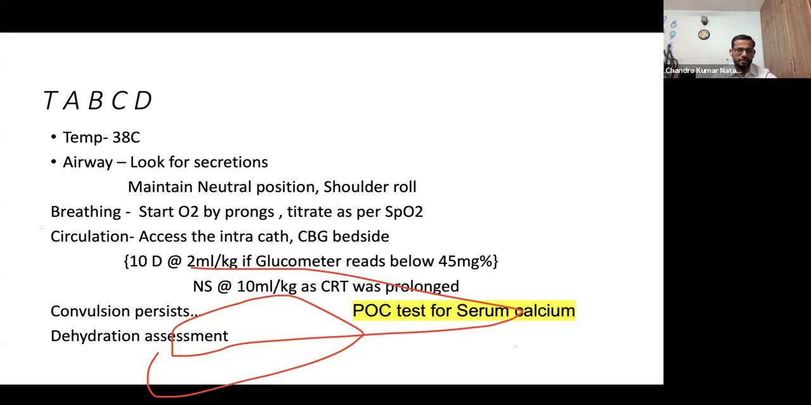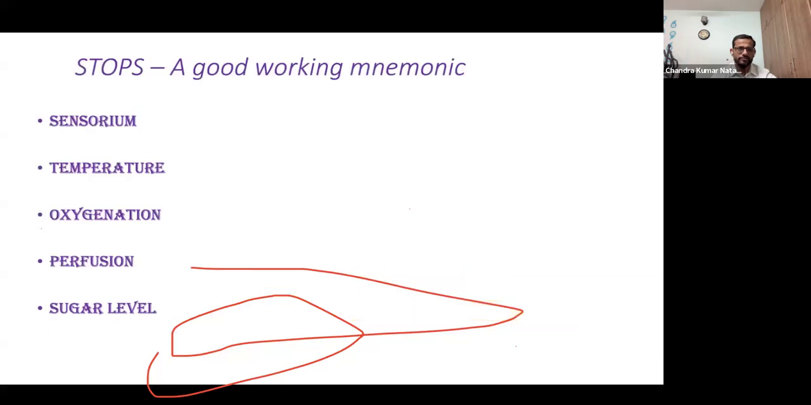If the glucose is low, you have to correct that, and then you may have to test for serum calcium. If the convulsion persists, you may have to administer anticonvulsants, and you have to go for other assessments. This baby is hyperthermic and presenting with seizures. A hyperthermic baby could be dehydrated. Seizures can be due to some electrolyte abnormalities. All these things you have to take into consideration, assess for the underlying cause, and treat.